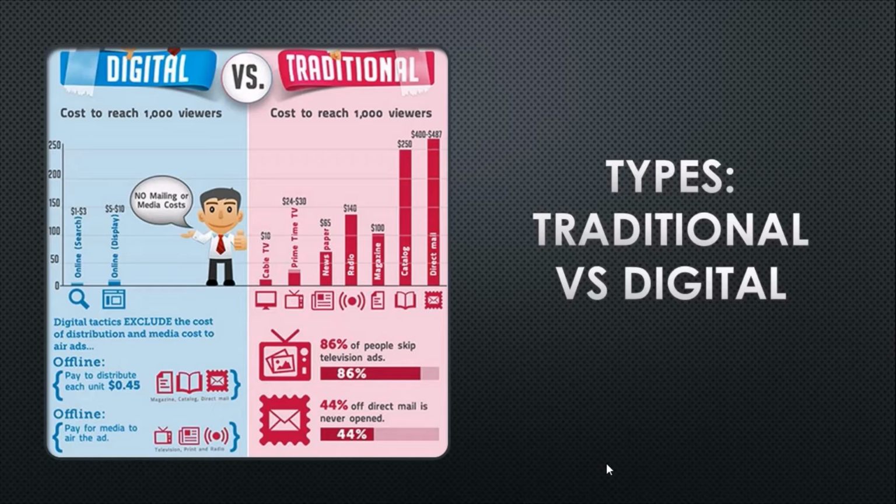Whereas the cost to reach 1,000 viewers in traditional marketing, say for example, if you take newspaper, it is $65, and radio it is $140, magazine it is $100. So you can see the comparison between these two and the cost involved. So traditional is really high, really huge. The cost involved is very huge, and digital is a very effective medium. This has been taken from pinnymg.com.